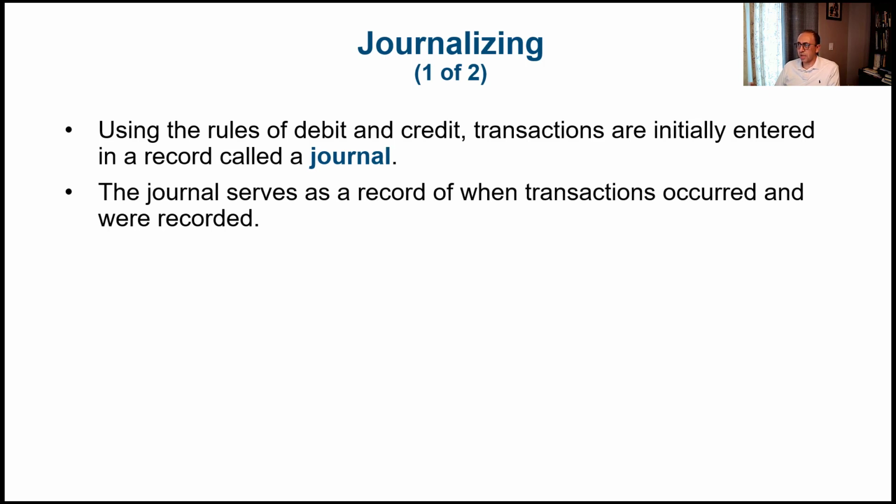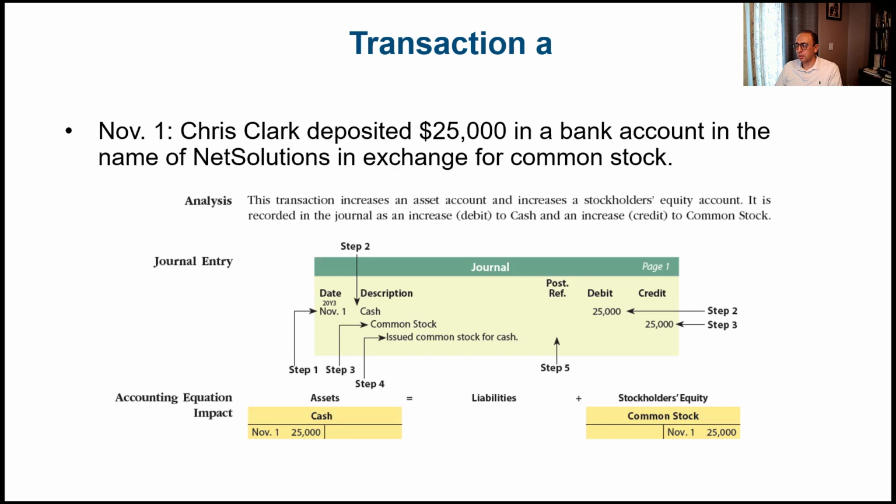So let's go over the transactions that we had in Chapter 1, and let's try to record them in the journal in a formal way. On November 1st, Chris Clark deposited $25,000 in a bank account in the name of Net Solutions in exchange for common stock. So you can see here we have a date column, a column for description, a column called post reference that we're going to use later, and then two columns, one for debit and one for credit. The debit is the left-hand side and credit is the right-hand side.